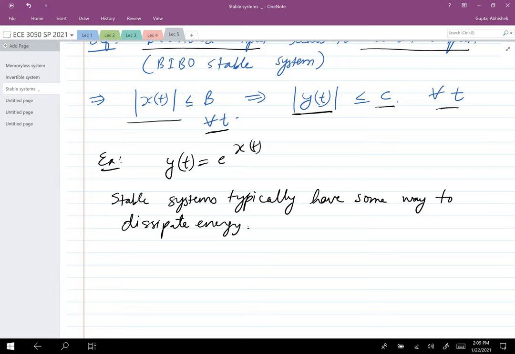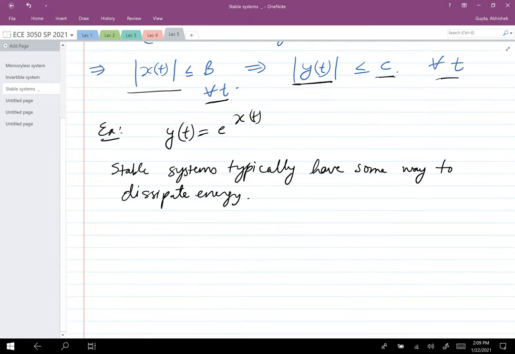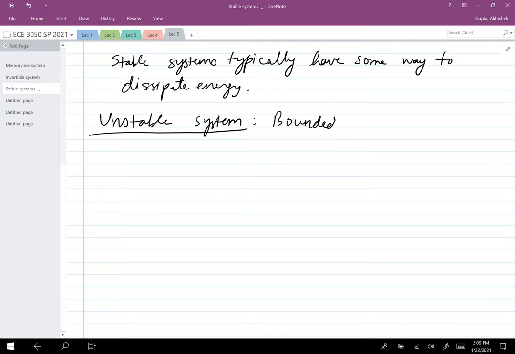If you're driving a car, it's stable because the energy is getting dissipated because of the rolling friction on the road and the aerodynamic friction because of the movement of the car. So that's why it's a stable system. Let's look at an example of an unstable system, where a bounded input can lead to unbounded output.